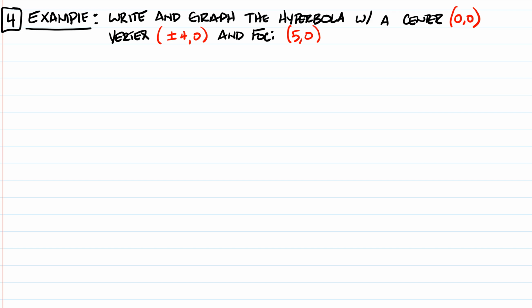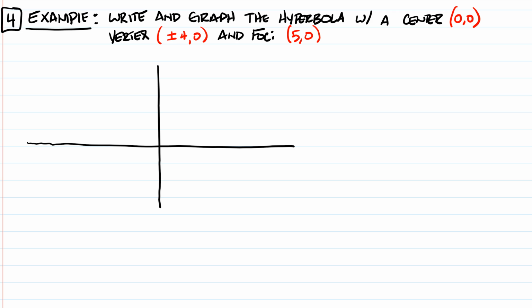We're going to write and graph the hyperbola with a center at 0, 0, a vertex at plus or minus 4, 0, and a focal point at 5, 0. Okay, honestly, the best way to do these problems is to graph them and get a visual of what's going on here, okay? Oh, I think I'm going to use black. Okay, here we go, black. All right, so let's get a visual of what's going on here.